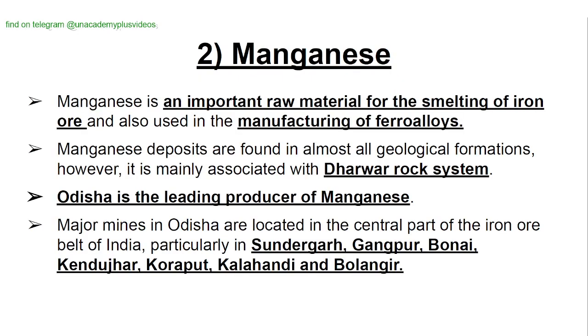Manganese. Manganese is an important raw material for the smelting of iron ore and is also used in the manufacturing of ferroalloys. Manganese deposits are found in almost all geological formations. However, it is mainly associated with the Dharwar rock system. Odisha is a leading producer of manganese. Major mines in Odisha are located in the central part of the iron ore belt of India, particularly Sundargarh, Gangpur, Bonai, Keonjhar, Koraput, Kalahandi, and Bolangir.